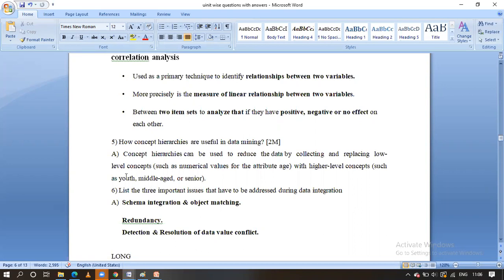By using this concept hierarchy, we reduce the overall content, guys. For example, if you take ages 16 to 25 as youth, in place of 16 we replace it with youth, and likewise in place of 17 up to 25 we replace it with youth. The overall content is reduced. In place of low level concepts, we replace them with high level concepts. This is useful in data mining to reduce the overall content.